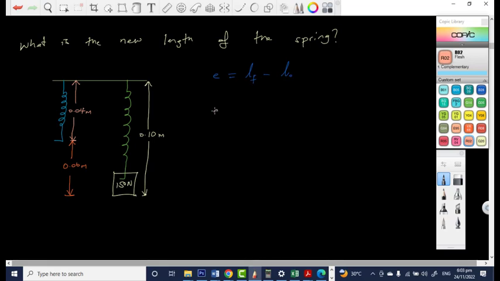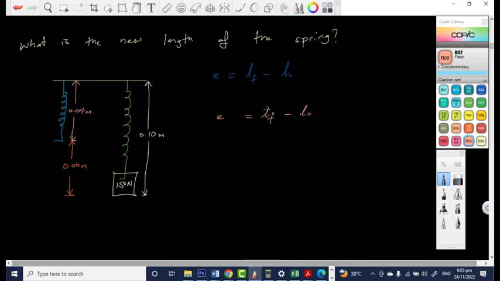So we have E is equal to the final length. Let me make some space over here because of how I'm going to write this. So let's say now extension E is equal now to the final length LF minus the original length L0.